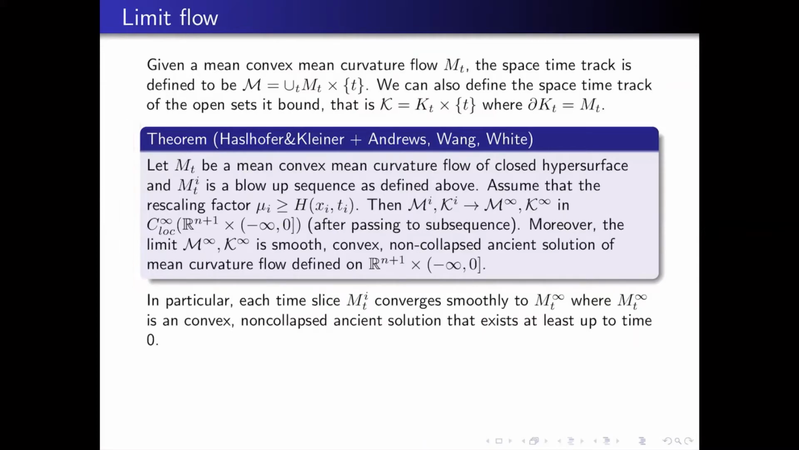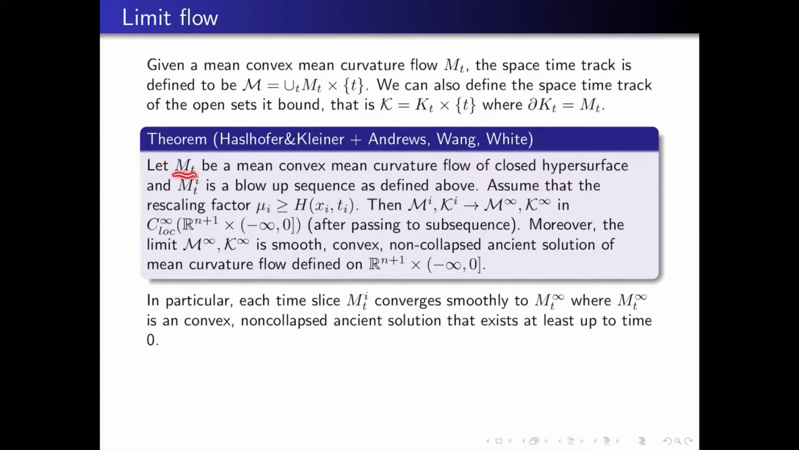This theorem was first proved by Brian White in around 2000 and 2003. And then Xujia Wang was able to give another proof. And then came the maximum principle proof by Ben Andrews of the non-collapsed property, as we have just described. Based on this, Haslhofer and Kleiner were able to give a much shorter and simpler proof. Here is what it says.